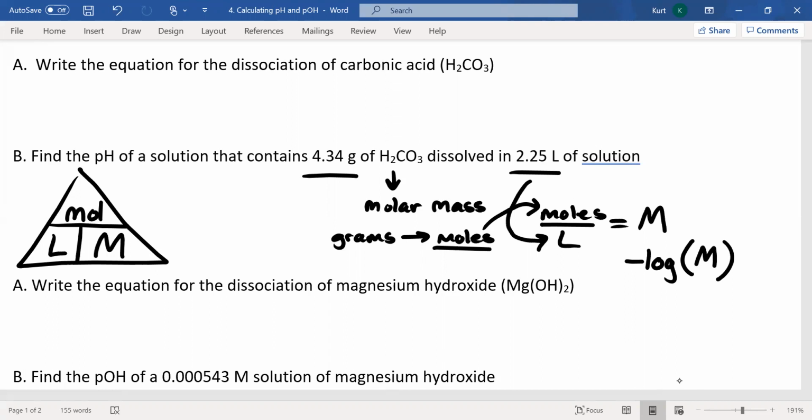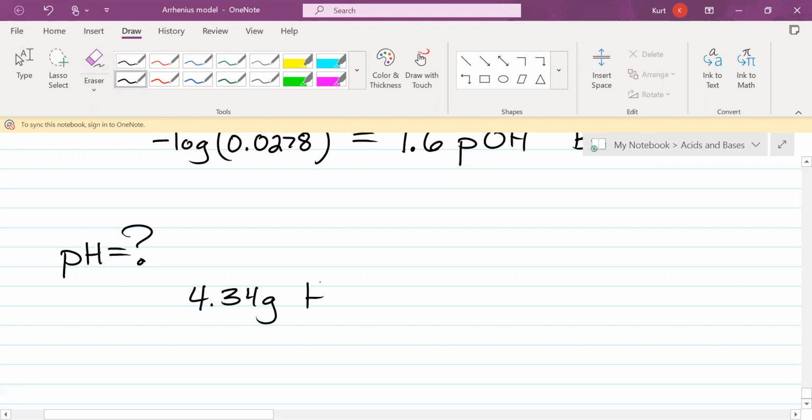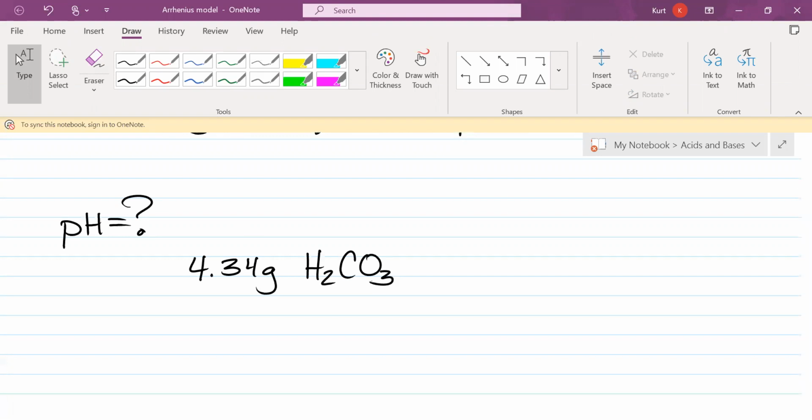So I'm going to go through that once more, and then you guys are going to be on your own. So if you need that broken down for you one more time, I'm happy to do it. Let's switch over to your notes. Number 2 says, find the pH. So that's what we're looking for. We don't know what it is. Of 4.34 grams of carbonic acid and does it say 2.25 liters of solution? Yes. Okay.